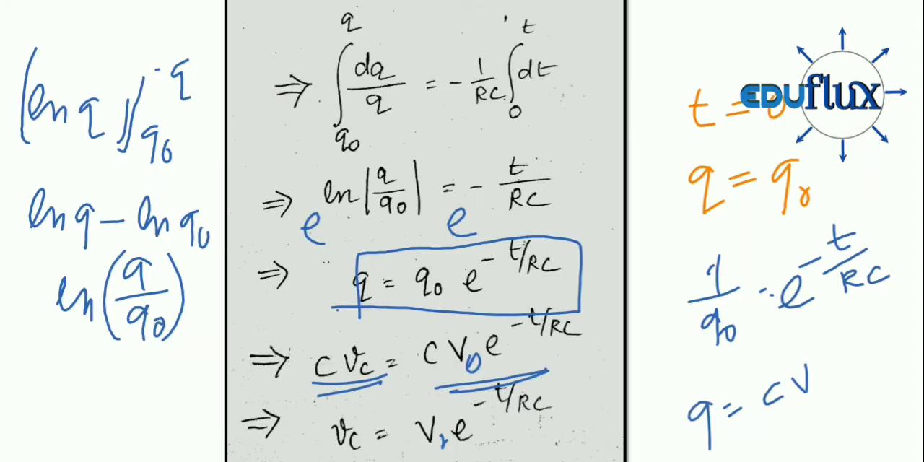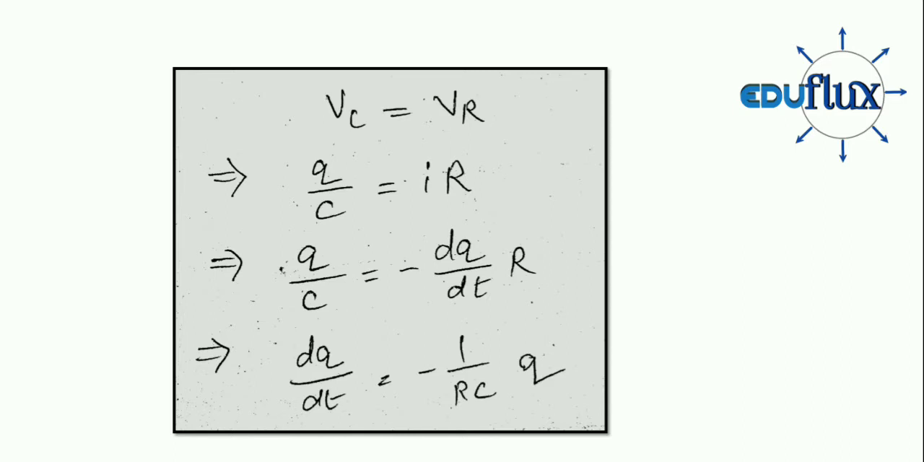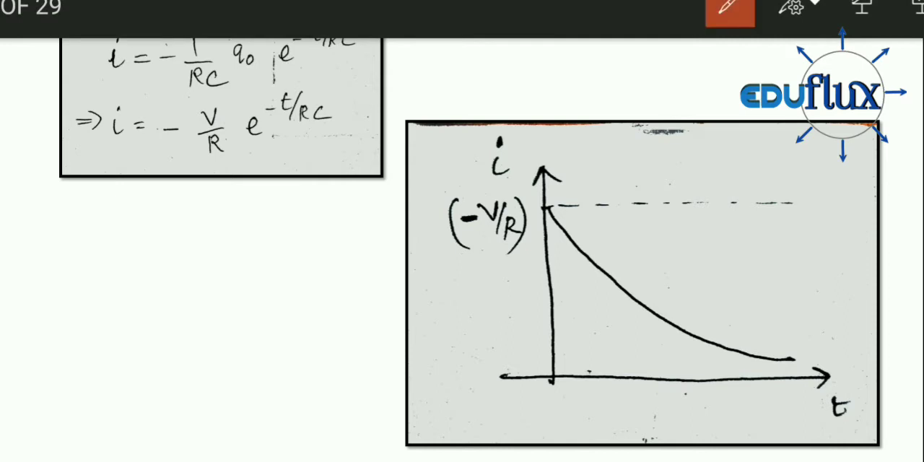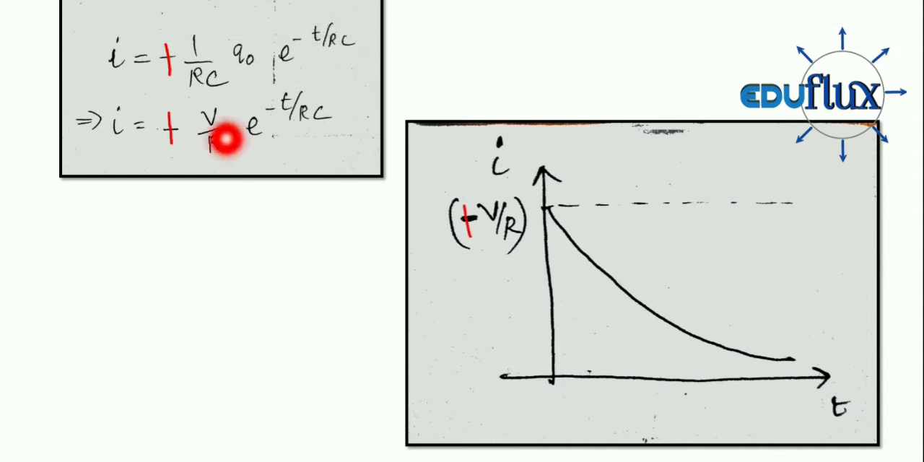Just see here only. See, dq by dt. dq by dt, that is current, and the minus 1 by Rc into q. Since I had taken minus dq by dt as current, I will take it as plus. Okay. Now 1 by Rc q naught e to the power minus t by Rc.